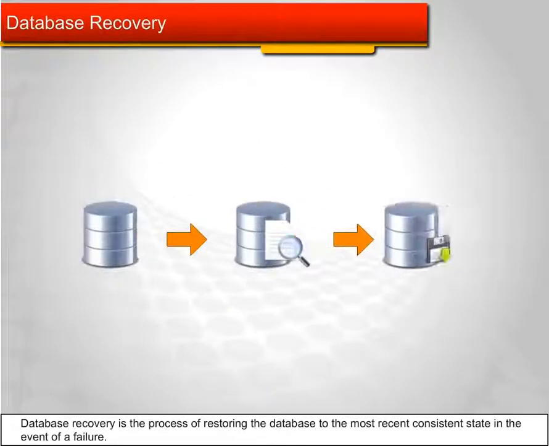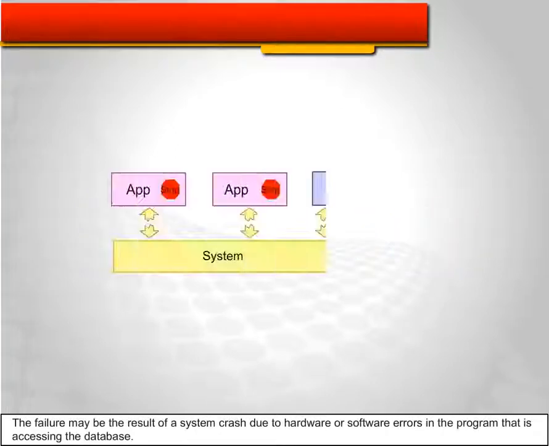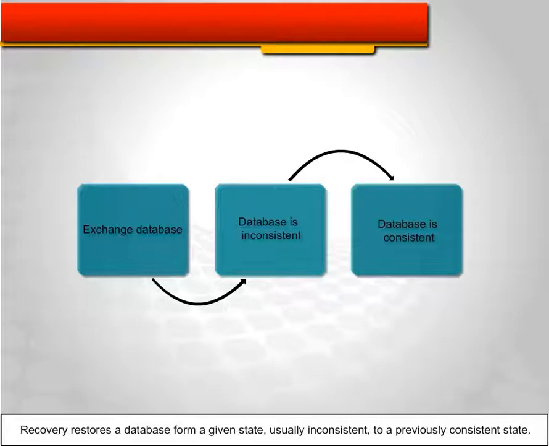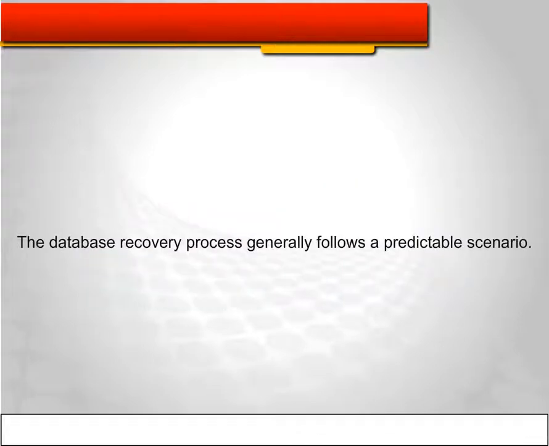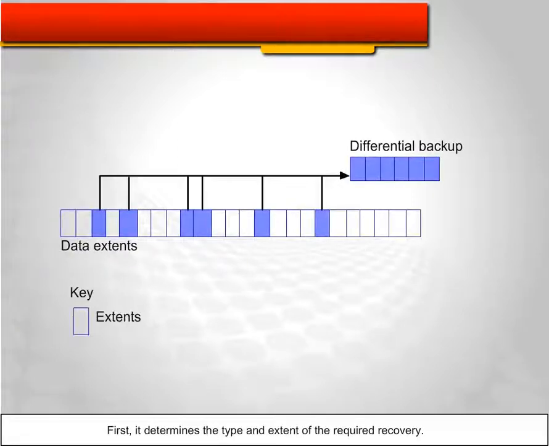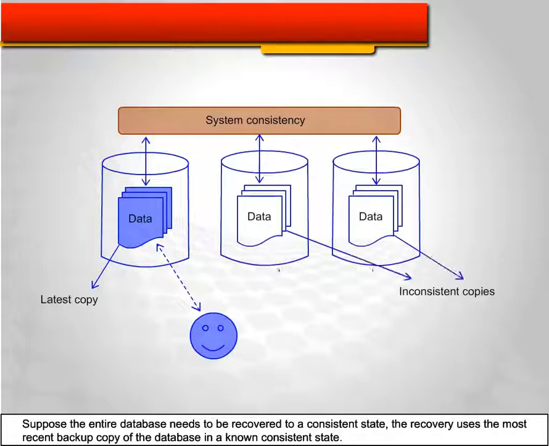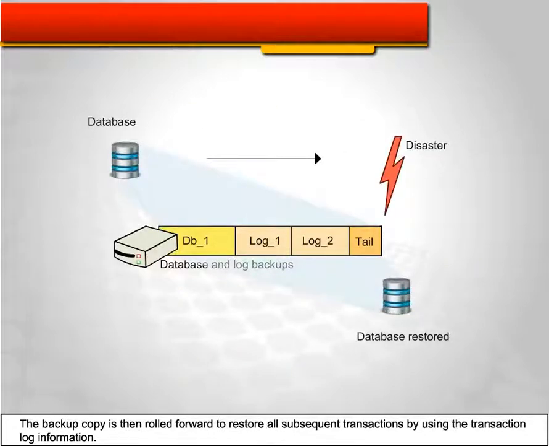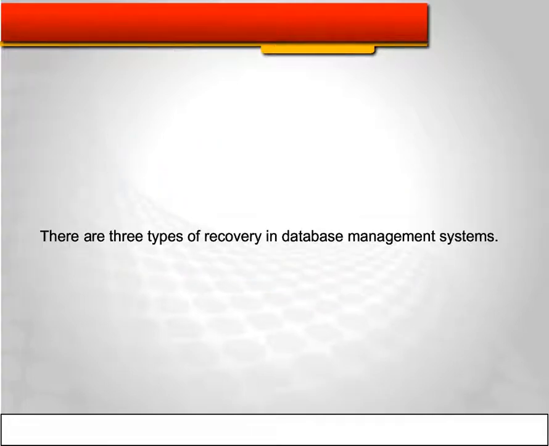Database recovery. Database recovery is the process of restoring the database to the most recent consistent state in the event of a failure. The failure may be the result of a system crash due to hardware or software errors in the program that is accessing the database. Recovery restores a database from a given state, usually inconsistent, to a previously consistent state. The database recovery process generally follows a predictable scenario.